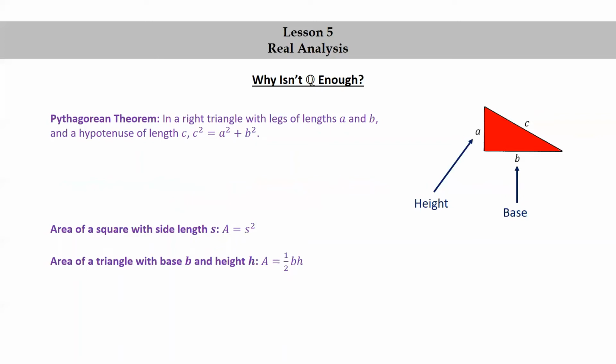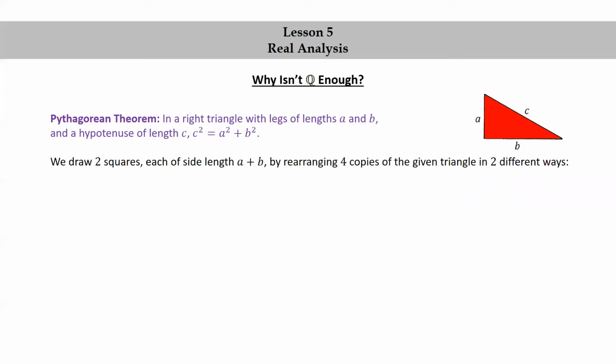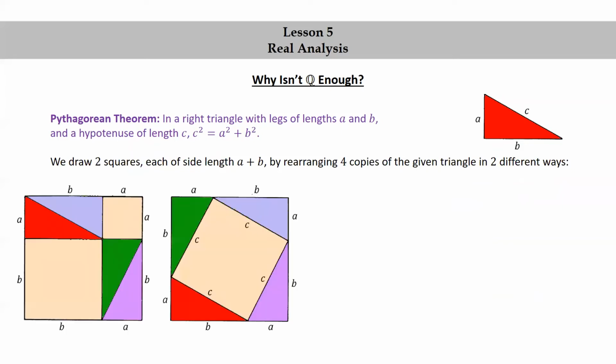In this triangle, pictured to the right here, the base is b and the height is a. So the area is 1/2 b times a, or equivalently 1/2 a times b. Let's now go ahead and verify the Pythagorean theorem. We draw two squares, each of side length a plus b, by rearranging 4 copies of the given triangle in 2 different ways. Okay, here we have pictures of these 2 squares with the triangles rearranged in 2 different ways.